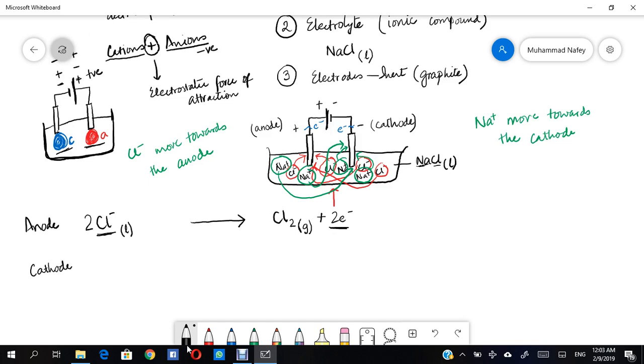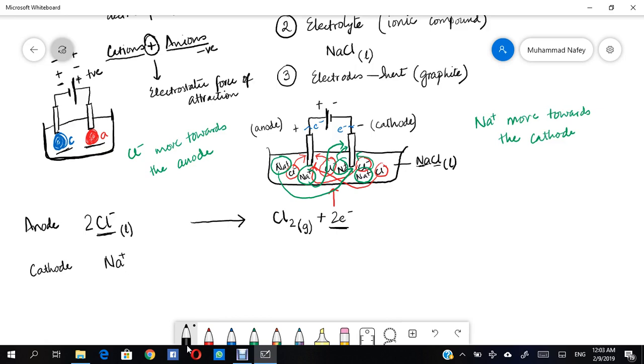Positively charged sodium ions move to the cathode. And what happens here is that at the cathode we have electrons from the anode. Positively charged ions are positively charged because they have fewer electrons than protons. Therefore, they are electron deficient and they want to gain electrons to become elemental again.